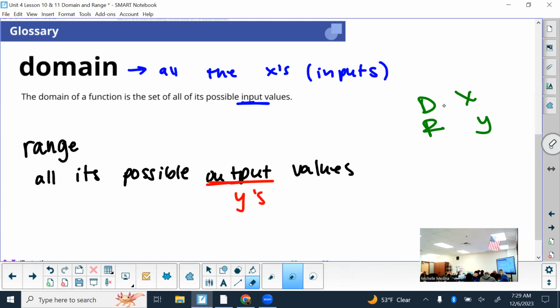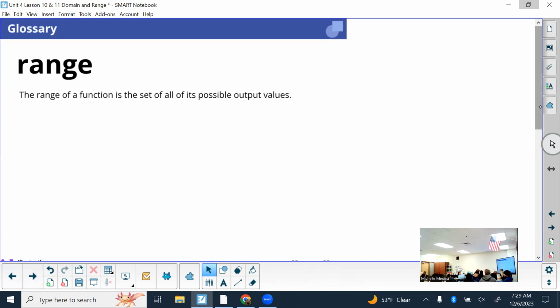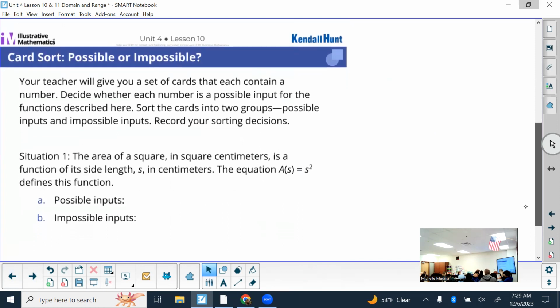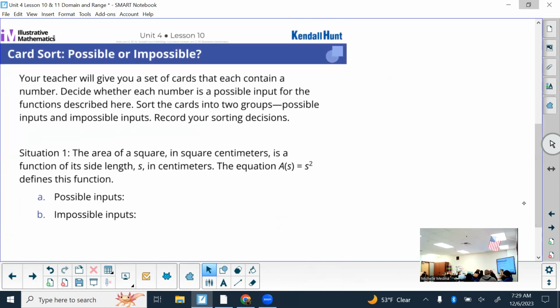That's really it. You can have domain and range of tables, of coordinates, of graphs, of situations. So we're going to practice mostly the situations because that's what you'll see on the test. But you just got to know domain is all the x's, range is all the y's. All right. So then we're going to practice that. I believe a card sort is next. Let me check. Yep. So I'm going to pass out a set of cards. And in your groups, you will decide for each situation. You have 3 situations on your paper. What would be possible inputs and what are impossible inputs.